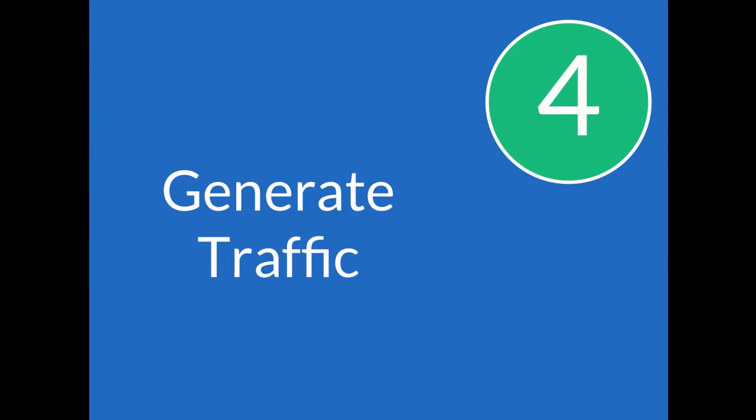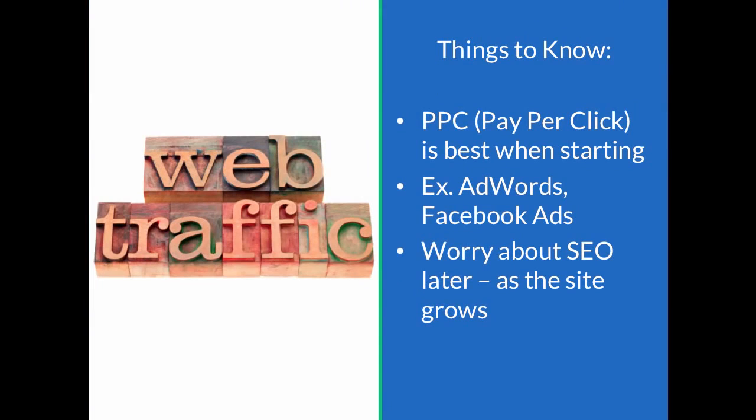So step 4 is to generate traffic. And what we recommend, at least starting out, is to use PPC, which is pay-per-click. That's really the best way when starting out, because for the most part, you're targeting local keyword terms, and so the cost per click is not that expensive. The price of it can be very manageable, but in turn it leads to that site very, very quickly. Examples of that are Google AdWords, or Facebook ads, or Bing ads, or whatever.